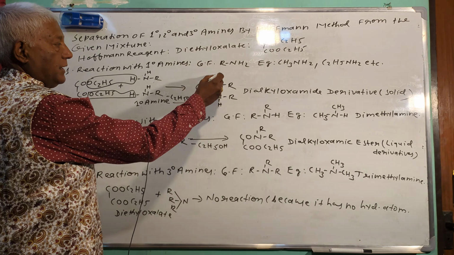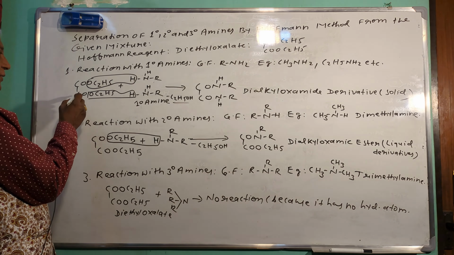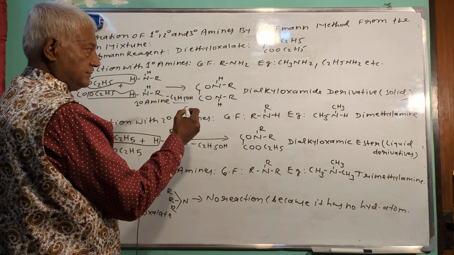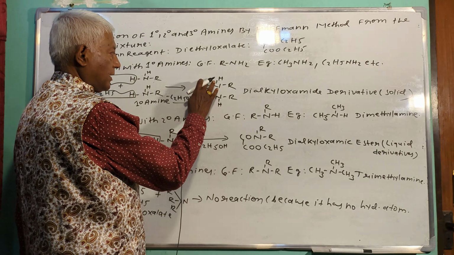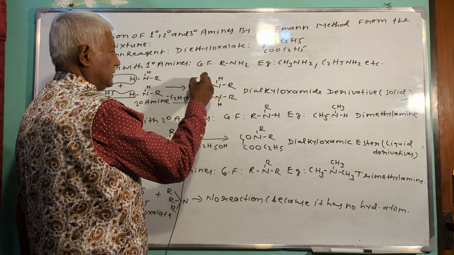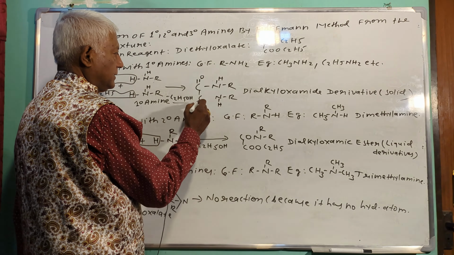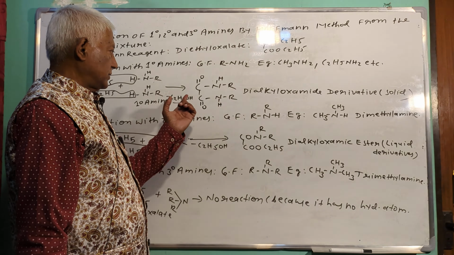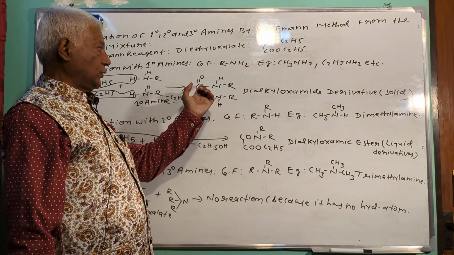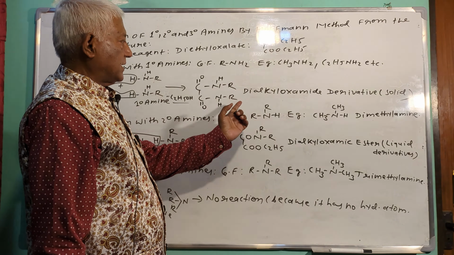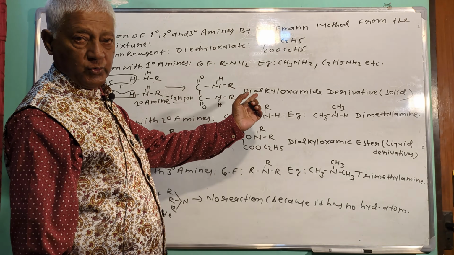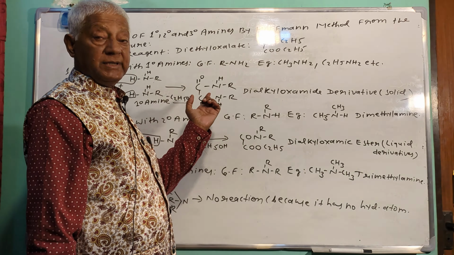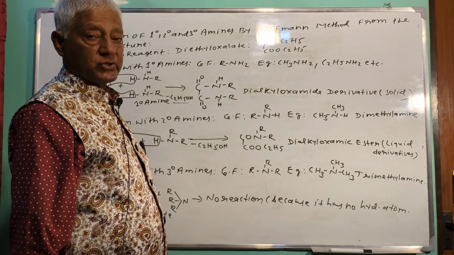CONHR, CONHR. It is better to write the structural formula. CONH means amide. So what is the name of this compound? How many alkyl groups are there? 2 alkyls. So we have dialkyl oxamide. It is in the solid state. This derivative is solid.